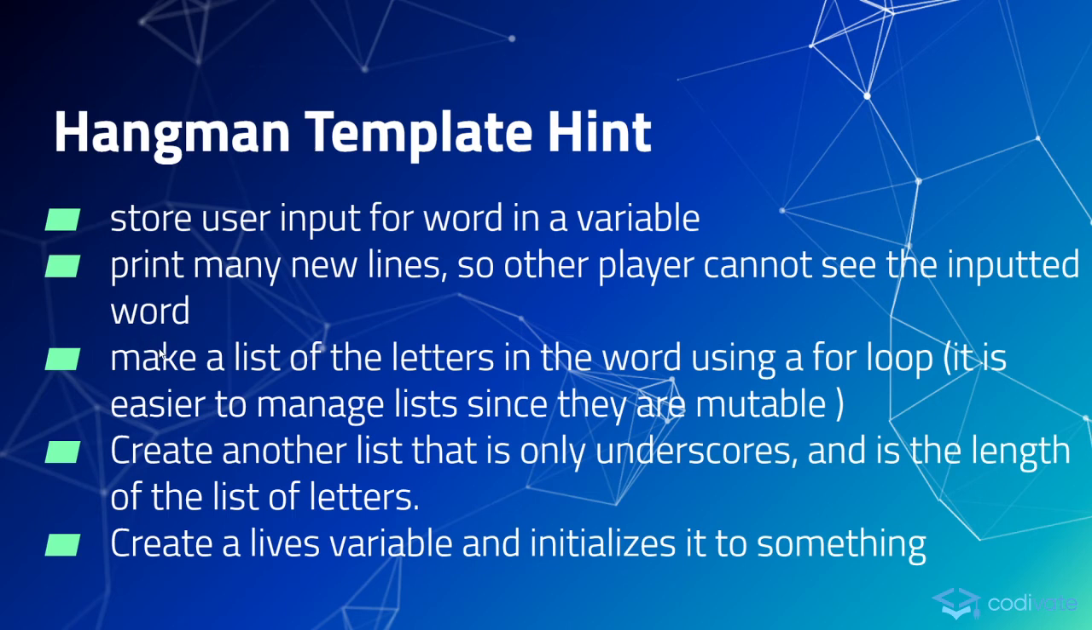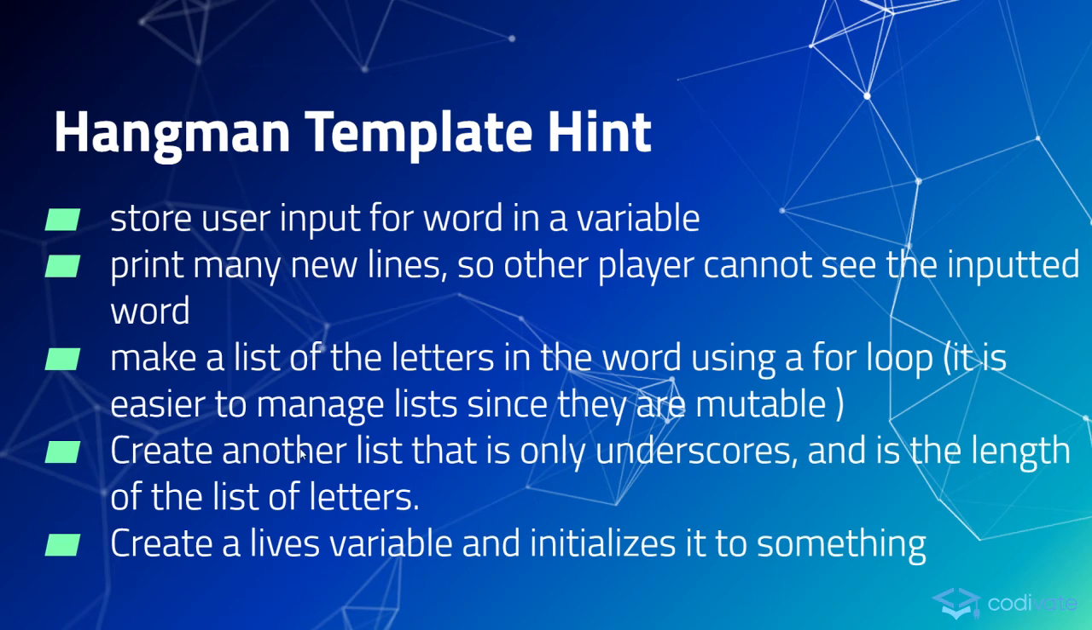Our next step is to make a list of the letters in the word using a for loop, and it's easier to manage lists and change them up because they're mutable. They can be changed. If you have a string, it's kind of tough to do because we can't change them around. And in this approach, there are many ways to solve this problem or code this game. This is just one way to do it.